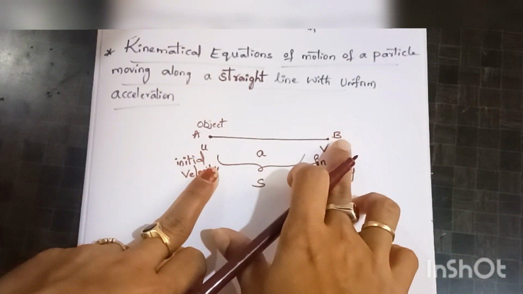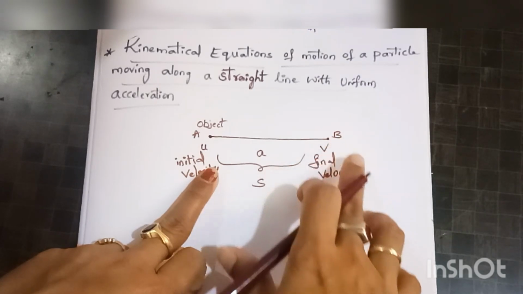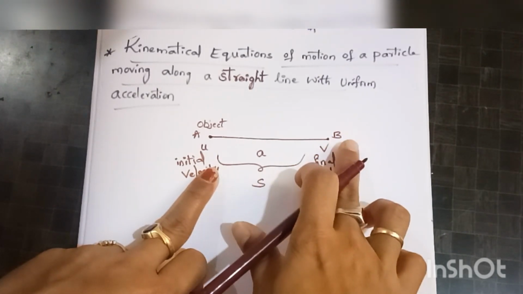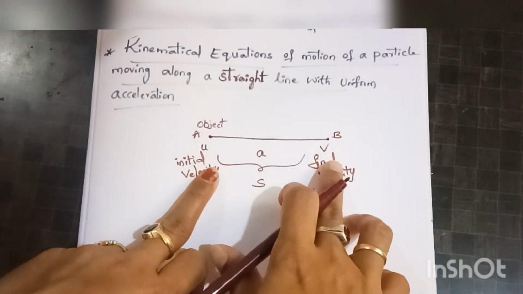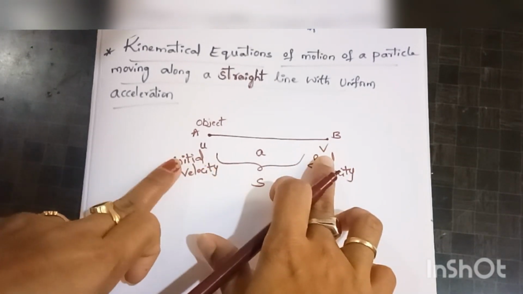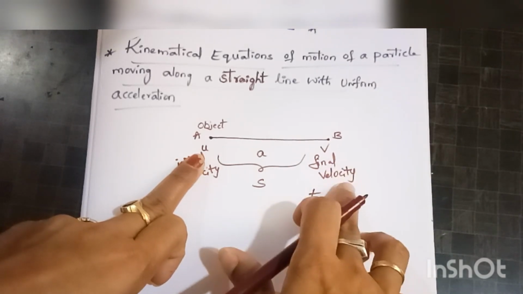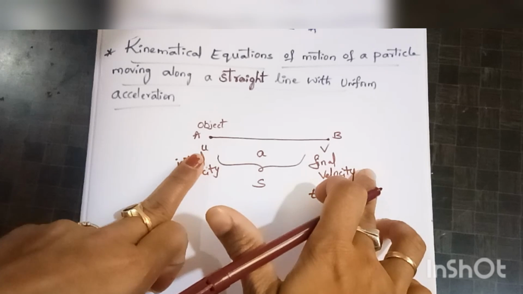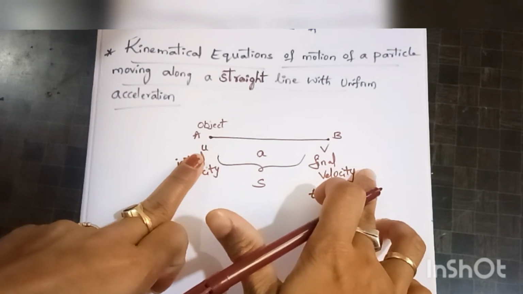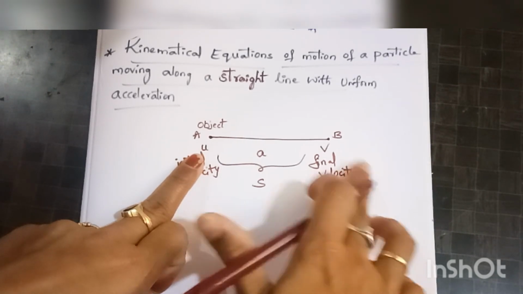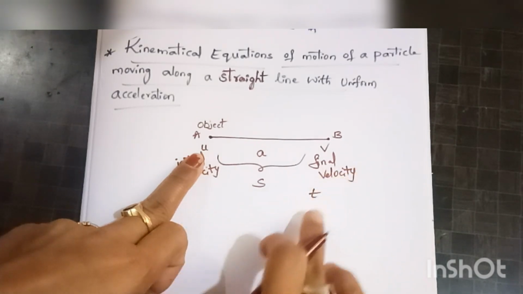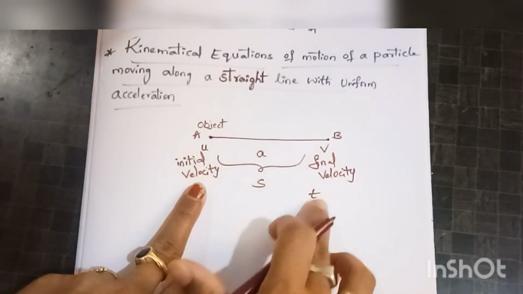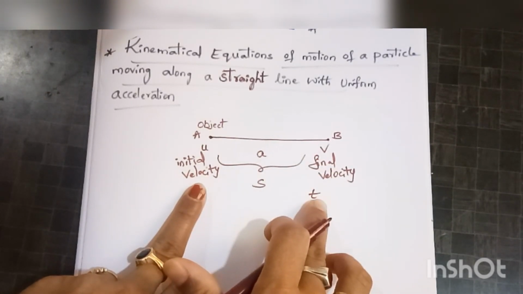At point B, the final position, the velocity of the object is the final velocity v. So the initial velocity is u and v is the final velocity. Here the object is traveling from A to B. We don't know how much time is taken by the object to travel from A to B, so we consider that as time t. Based on these terms, we are going to write some equations.